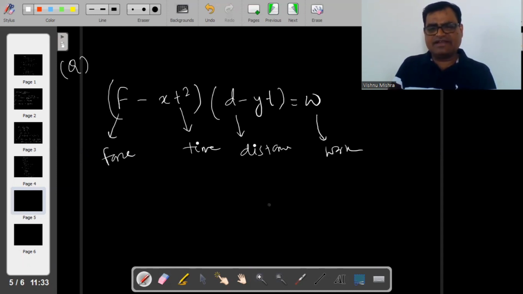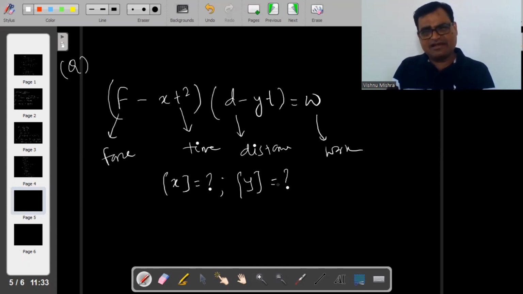Question is, find out the dimension of x and y. This is the question. You have to find out the dimension of x and y is how much. Clear? So how to find out? You see, plus minus is same dimension.